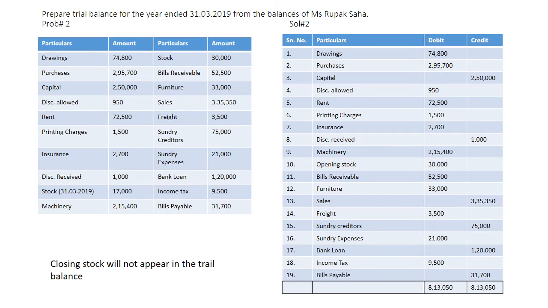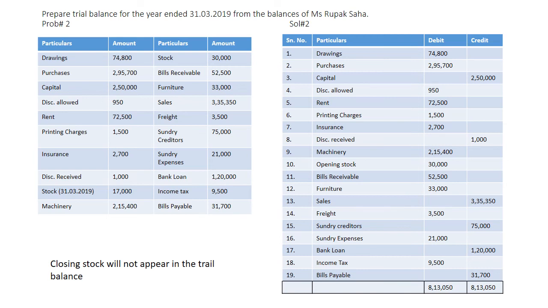Opening stock is debited. Bills receivable is debited. Furniture debited. Sales is credited. Freight is debited. Sundry creditors is credited. Sundry expense is debited. Bank loan is credited. Income tax is debited. Bills payable is credited.